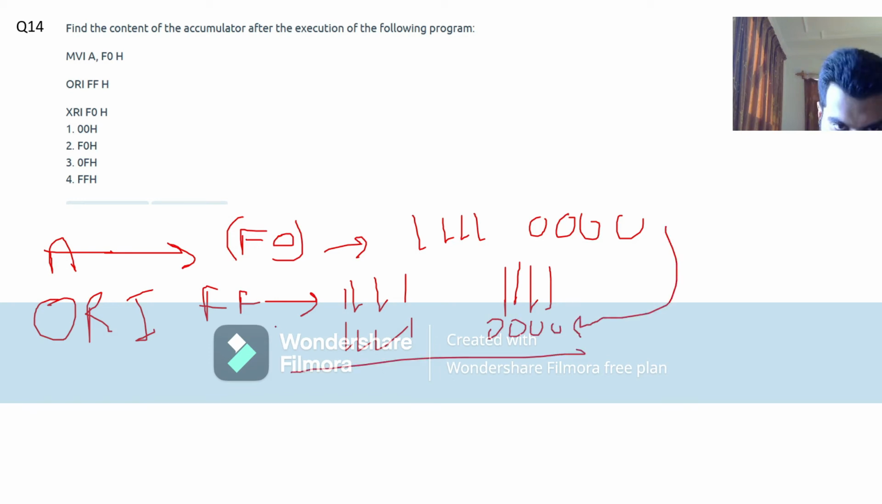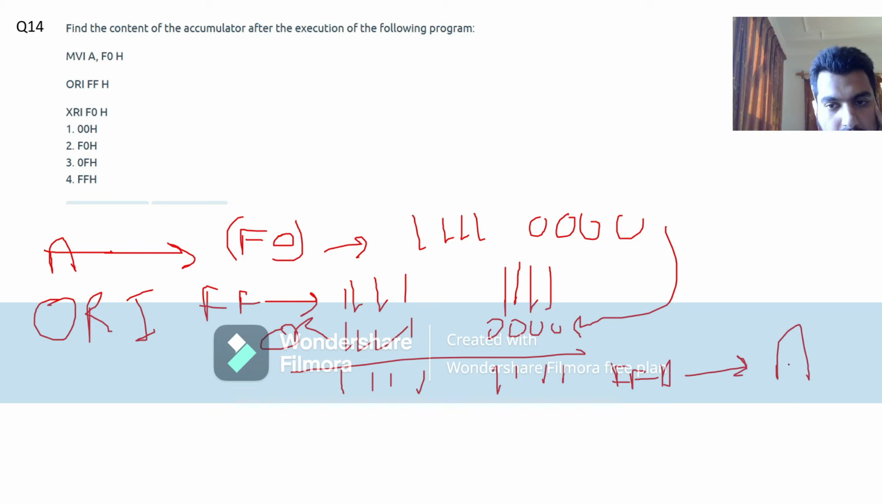After you do the OR operation, when you OR 1 with 0, it becomes 1, so the result becomes 1 1 1 1 1 1 1 1. This is FF hex. So after the OR operation of FF with F0, our result is FF, and this is in our accumulator.